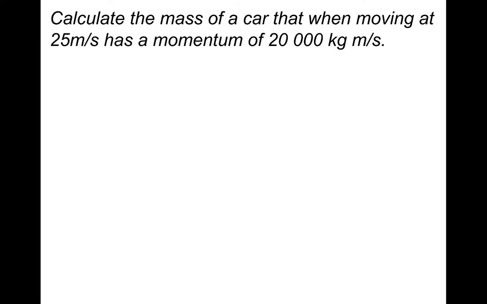So on this one, if you want to pause and have a go. Calculate the mass of a car that when moving at 25 meters per second has a momentum of 20,000 kilogram meters per second. So, equation, momentum is mass times velocity, P equals mv. So the momentum is 20,000. If you've done standard form, you could do 20 times 10 to the 3 equals mass of m times velocity 25.